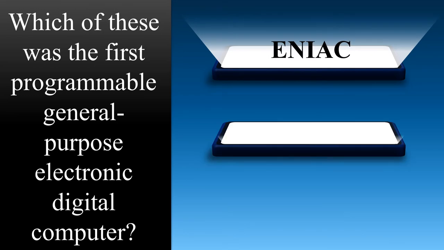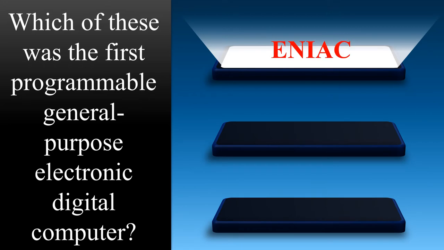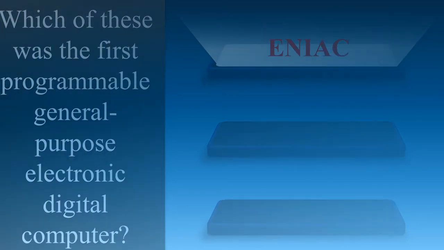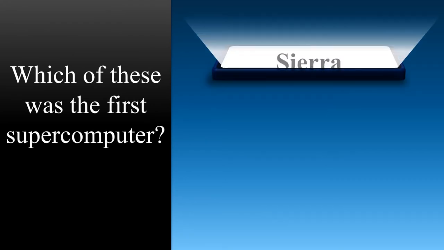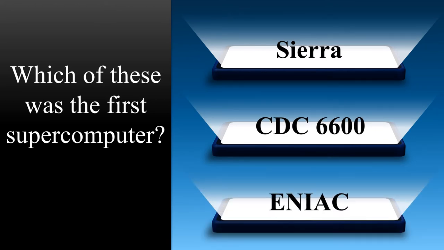Which of these was the first programmable general-purpose electronic digital computer? Is it ENIAC, EDVOTS, or BANAC? Which of these was the first supercomputer? Is it Sierra, CDC 6600, or ENIAC?